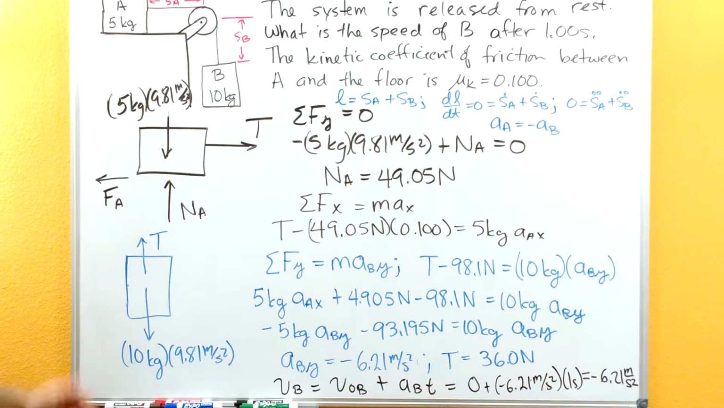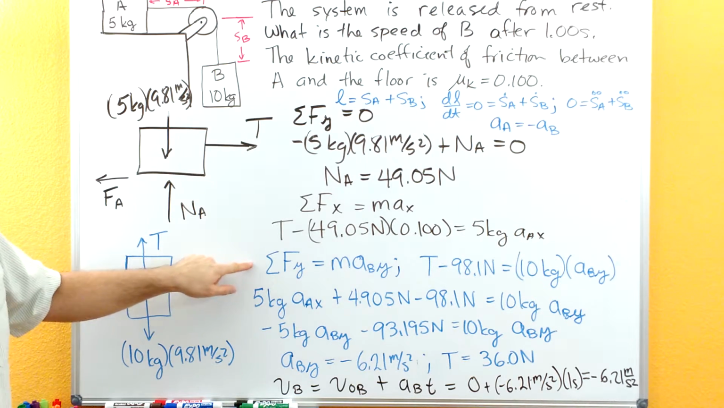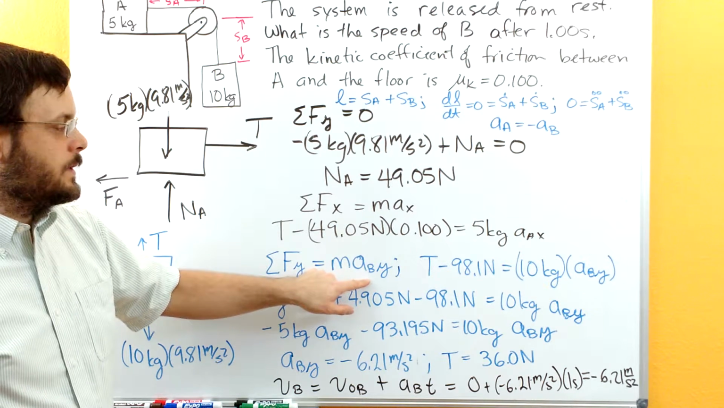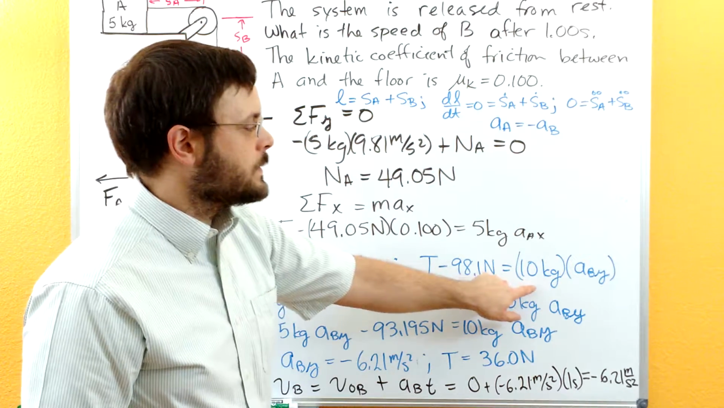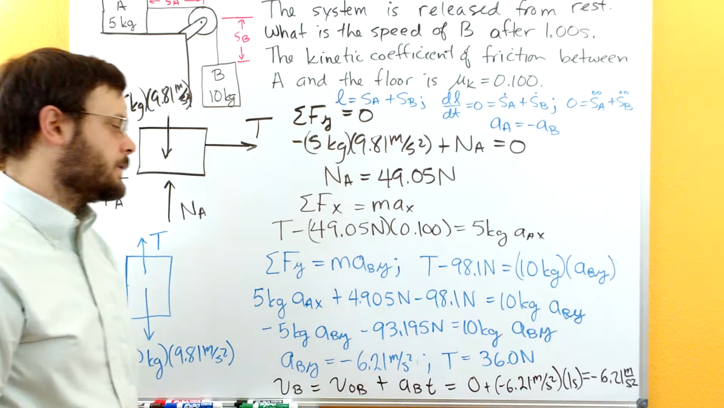Then our second free body diagram, we have the mass here at B, so we have the tension acting up and we have the weight acting down. Sum of forces in Y is equal to mass times acceleration of B in the Y direction. So we get tension minus the weight is equal to 10 times acceleration of B in the Y direction.